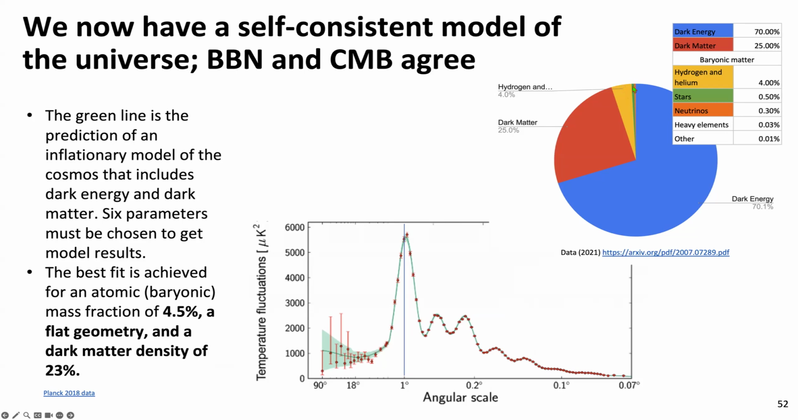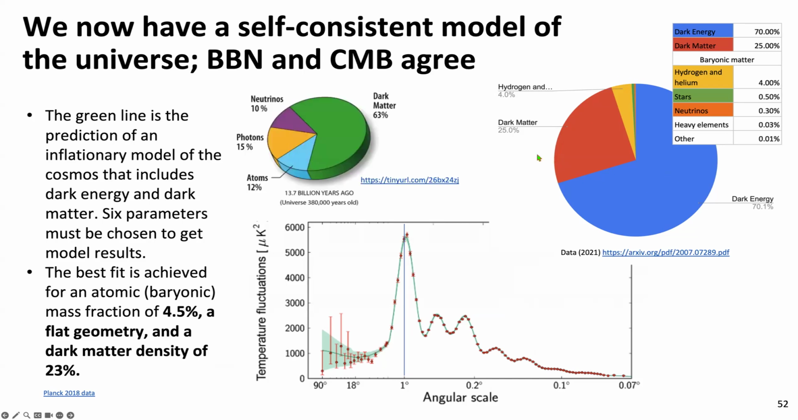And then this little tiny green slice here is stars, which make up a very small amount of the universe. And then even smaller slices here for neutrinos, and we're part of this other, because we are not stars, neutrinos. Some of us is heavy elements like iron and aluminum and so forth. But this spectrum can only match the data if you use this distribution of wedges. And we're going to go into this in a little more detail.